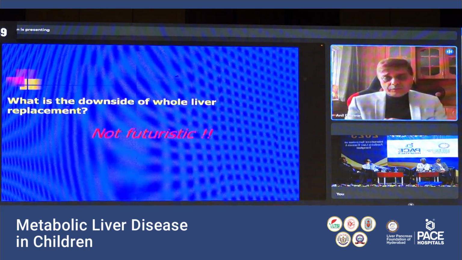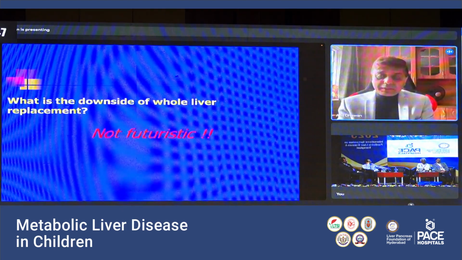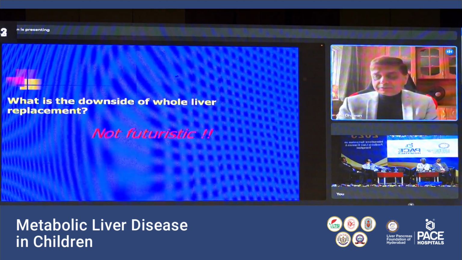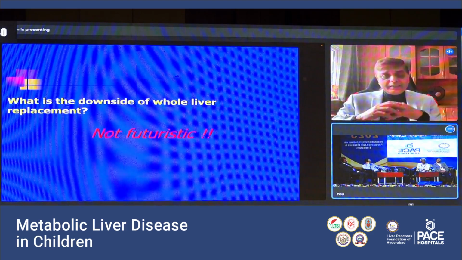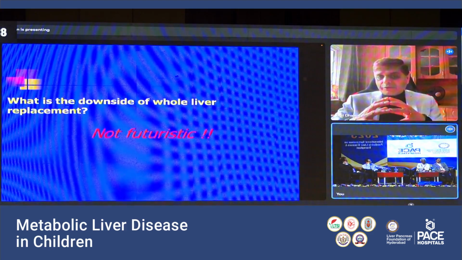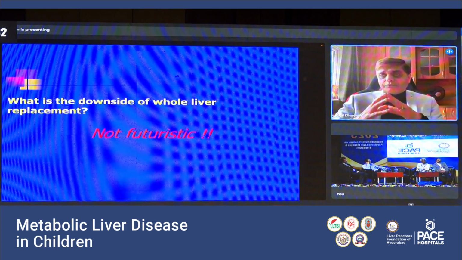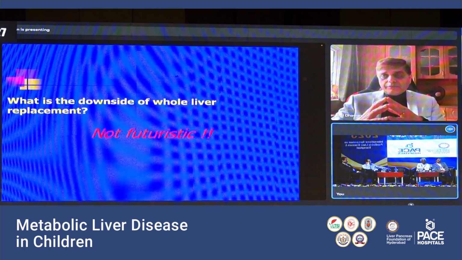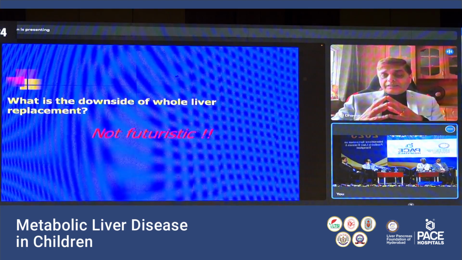So far we think liver transplantation is a very good option, but what is the downside of it? The downside would be that it is not futuristic, because, as I explained, you have the option of gene therapy or new drugs coming in the future. If you remove the organ, then the patient will not have that benefit.